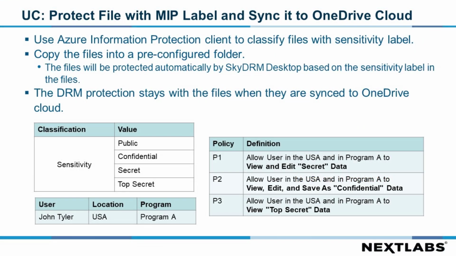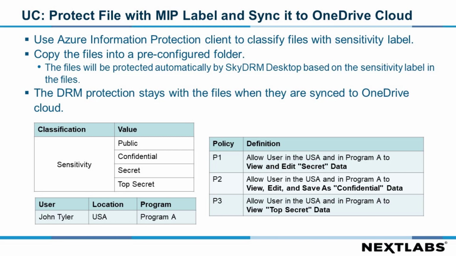To begin, let's view the demo setup. For this use case, we will use Azure Information Protection Client to classify files with sensitivity label. We will copy the files into a pre-configured folder. Here you will see that the files are protected automatically by SkyDRM Desktop based on the sensitivity label in the files, and the DRM protection stays with the files when they are synced to OneDrive Cloud.